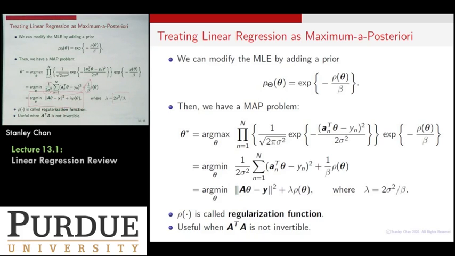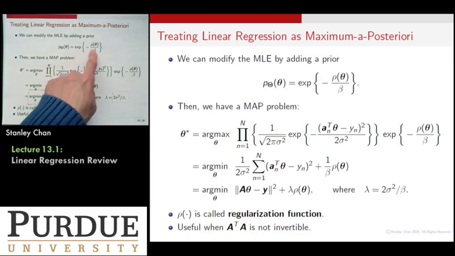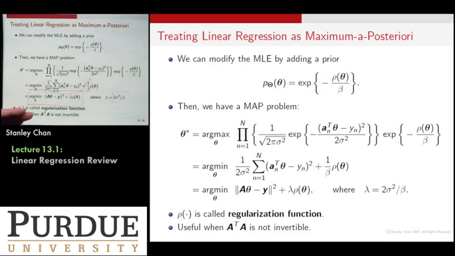What is the model that you're assuming? You're assuming a Gaussian model for A, theta, and Y. And what is the model that you're assuming for the prior? You're assuming this exponential of minus a rho. Okay, these are the models that you assume. It is not necessarily the true model underlying, but you are getting something out of this. Okay, so this rho function is called the regularization function.